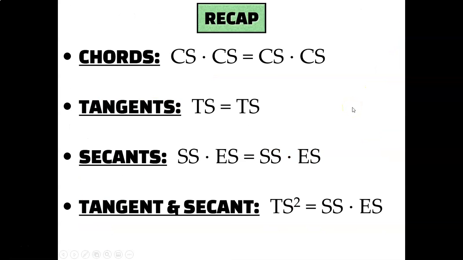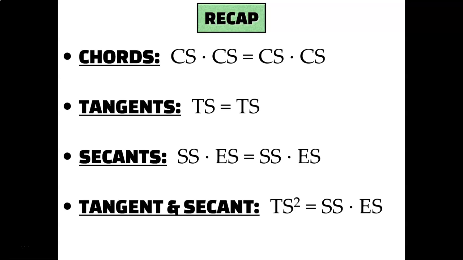So that was a lot of information that we just covered, and the easiest way to sum it all up is that chords, if they intersect inside of a circle, you multiply the chord segments together, and they're equal to each other.